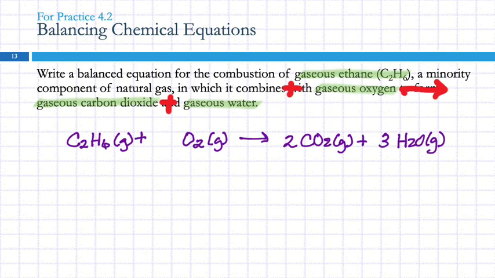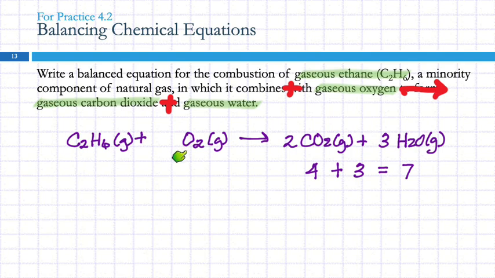Okay, now we've balanced everything except the oxygen. Oxygen's last. So this is where we can mess with oxygen and balance things and not mess everything else up. So let's look at how many oxygens are over here. 2 CO2s gives us how many? 4, right? And 3 H2Os gives me 3. So that's a total of 7.